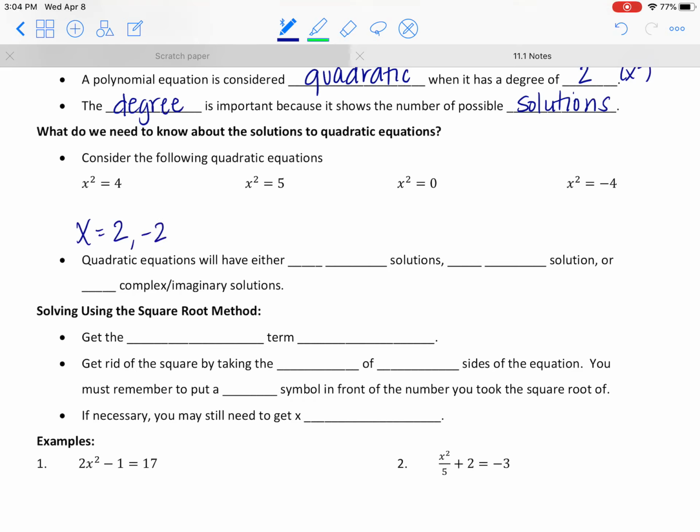But remember, this is supposed to have 2 solutions. So that's one of them. What does the other have to be? Well, not only is a positive 2 squared going to make 4, but a negative 2 squared is going to make 4. So we get 2 and negative 2, okay?